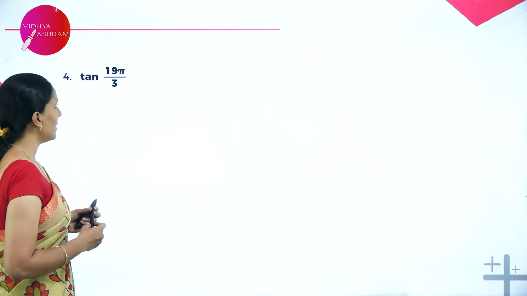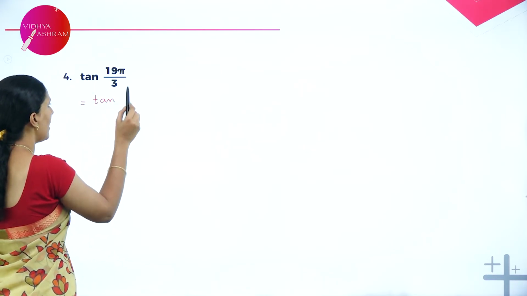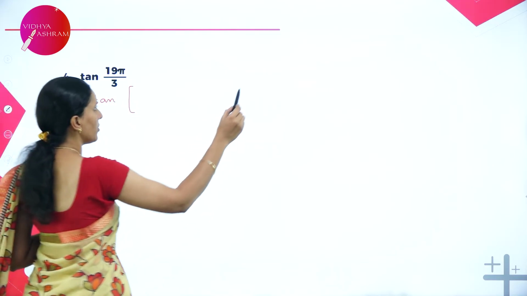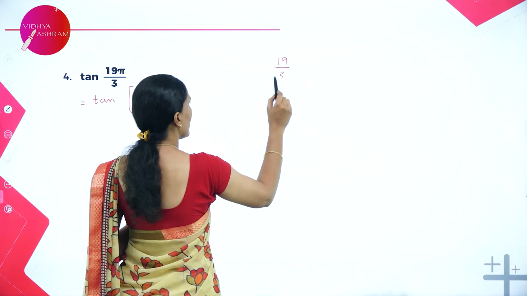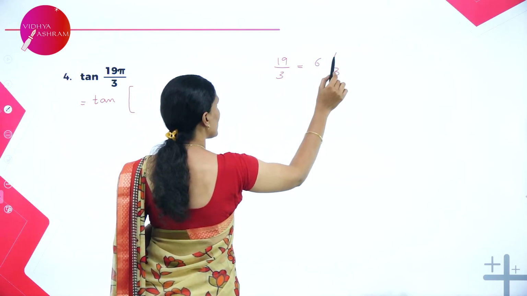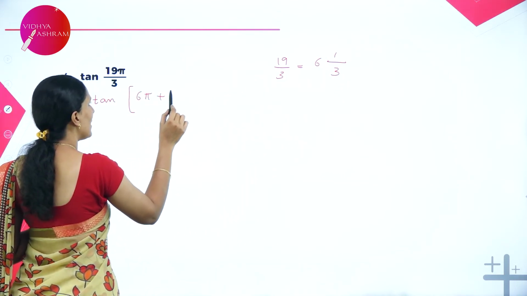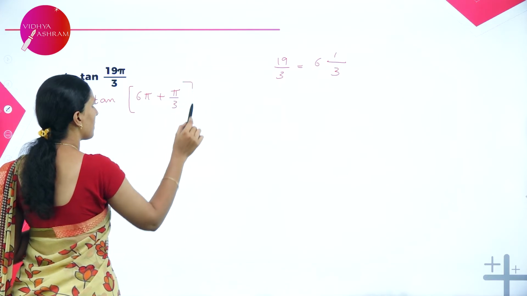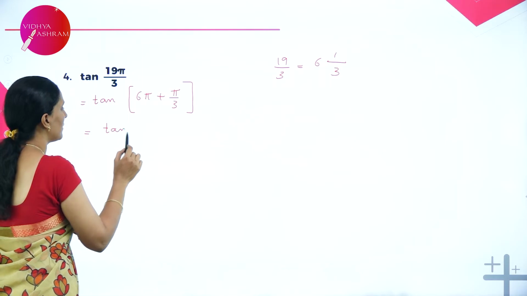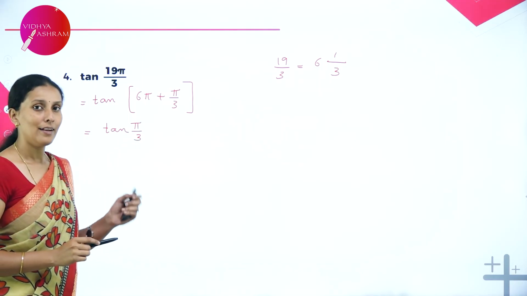Next, tan 19 pi by 3. So, tan 19 pi by 3 can be written as tan, write 19 by 3 in terms of mixed fraction. So, 19 by 3 means it's an improper fraction which can be written as 3 6 are 18 plus 1 remainder. So, this can be written in the form of 6 pi plus pi by 3. So, this is same as tan pi by 3.